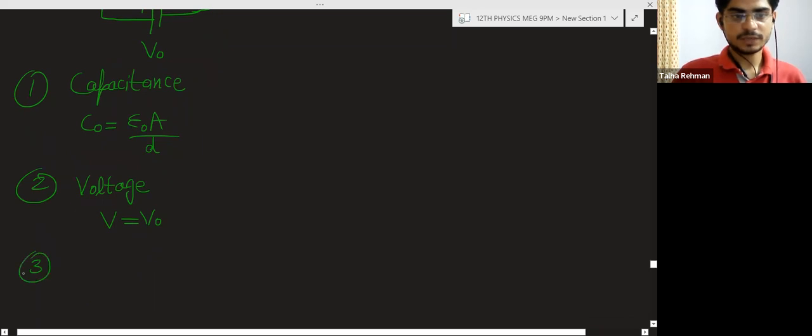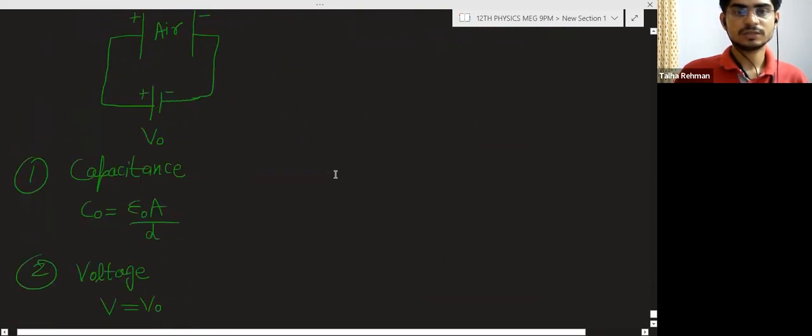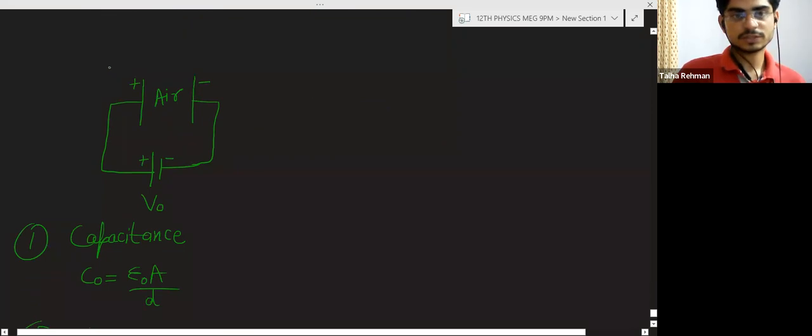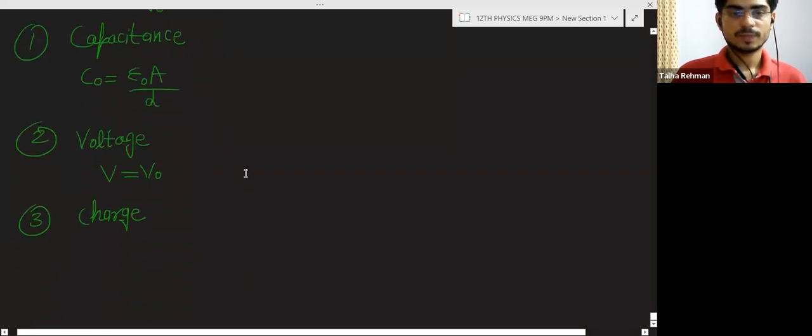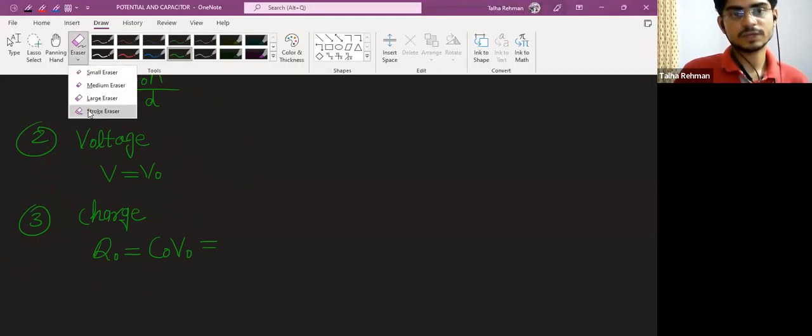And number 3, if I want to calculate the charge, suppose initially the charge is Q naught here and minus Q naught here. So Q is equal to C naught into V naught. We know C naught and V naught, so from here we can calculate Q naught.